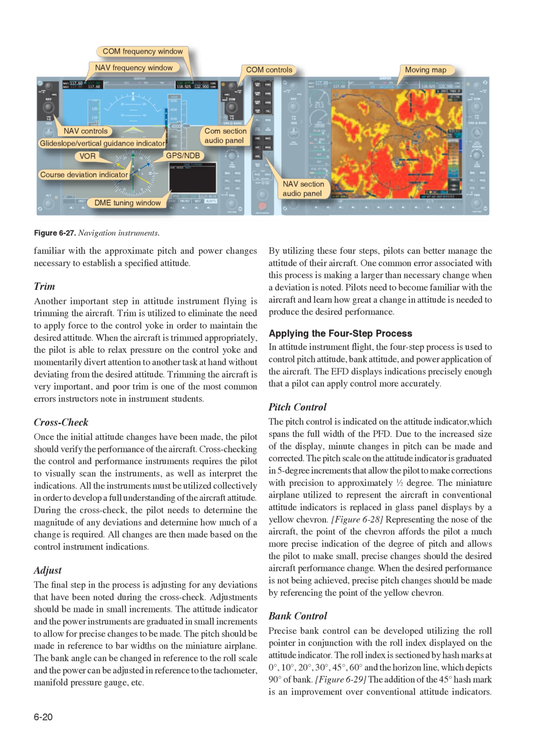Bank control: precise bank control can be developed utilizing the roll pointer in conjunction with the roll index displayed on the attitude indicator. The roll index is sectioned by hash marks at 0 degrees, 10 degrees, 20 degrees, 30 degrees, 45 degrees, 60 degrees, and the horizon line, which depicts 90 degrees of bank. Figure 6-29, the addition of the 45 degrees hash mark is an improvement over conventional attitude indicators.